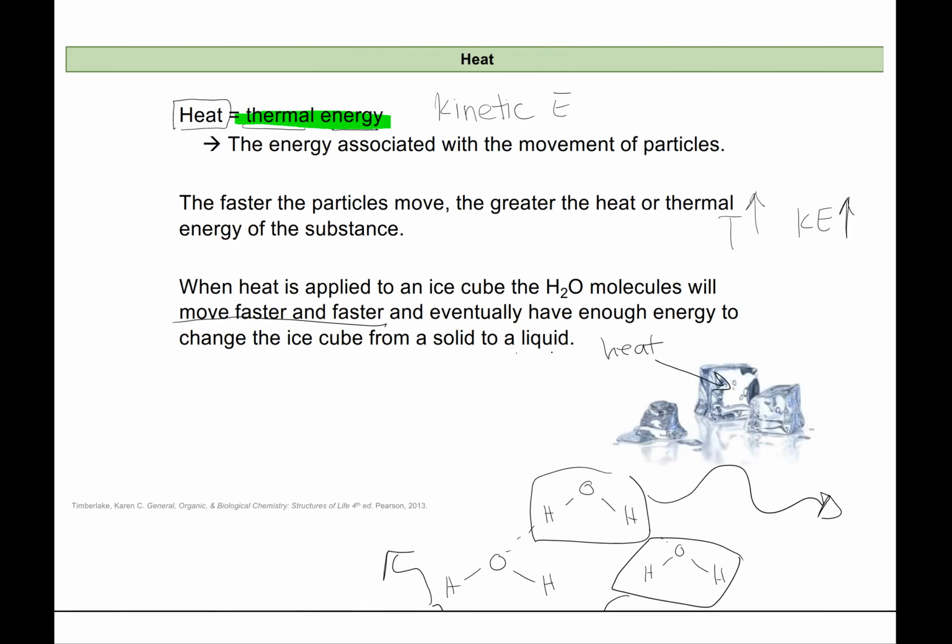And then we're going to have a liquid. Where water molecules are moving past each other and tumbling over one another, we have more kinetic energy, more movement, and we're in the liquid state.